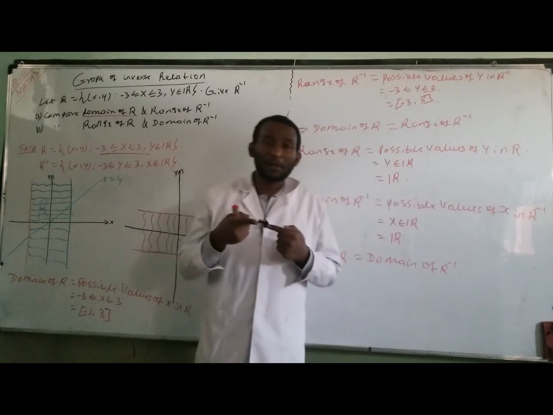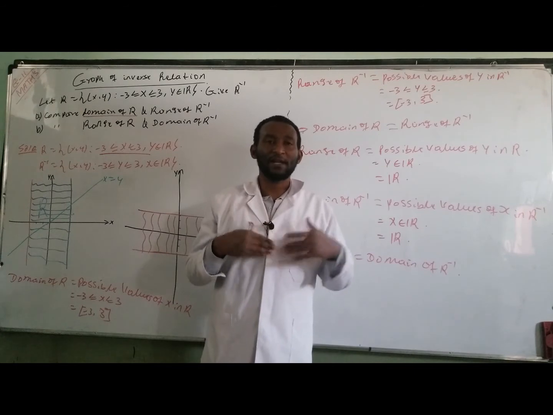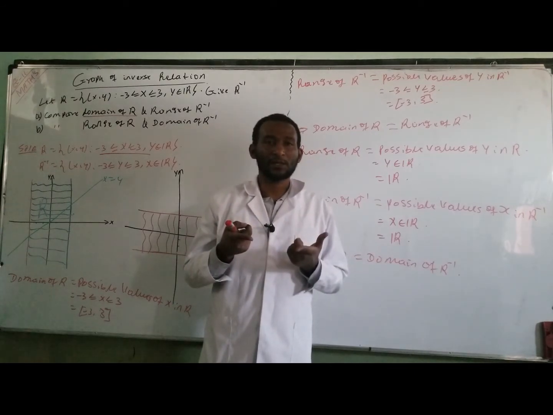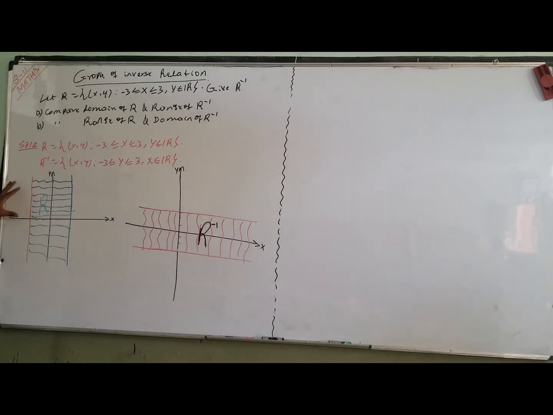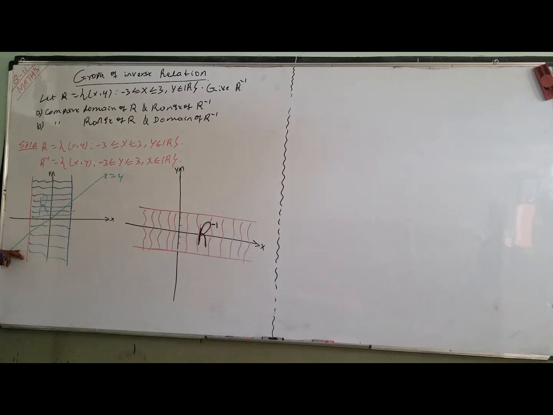But we can get the graph of R inverse by reflecting the graph of R with respect to x is equal to y. That means the graph of R inverse is a mirror image of the graph of R.